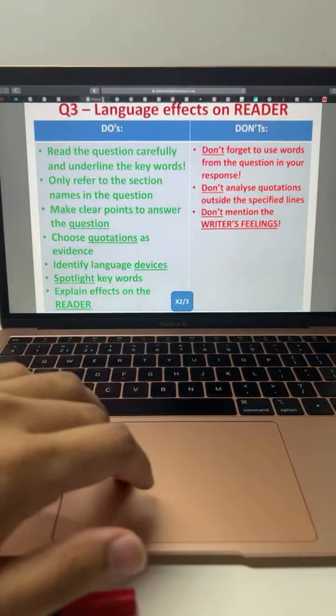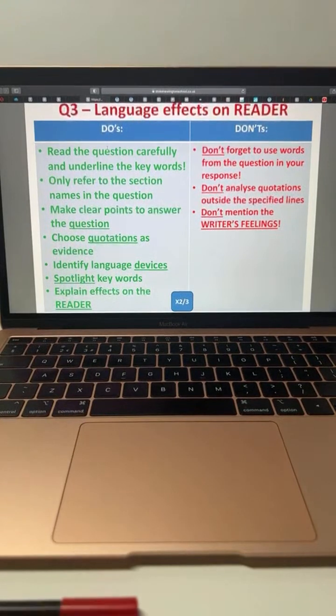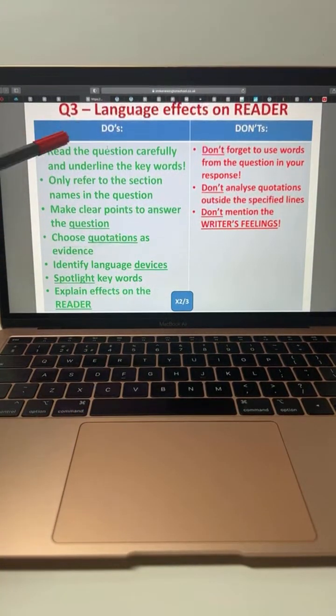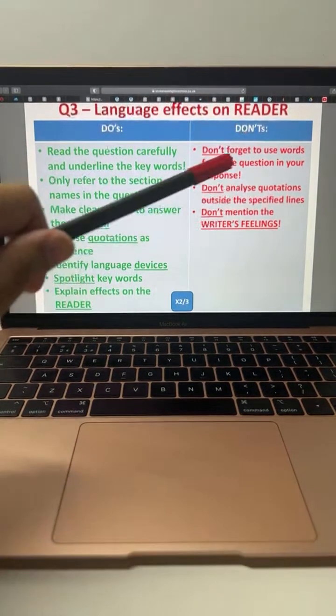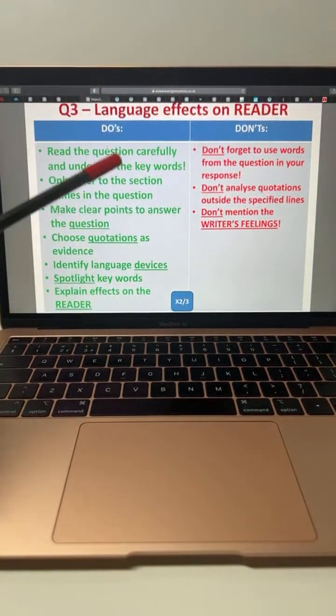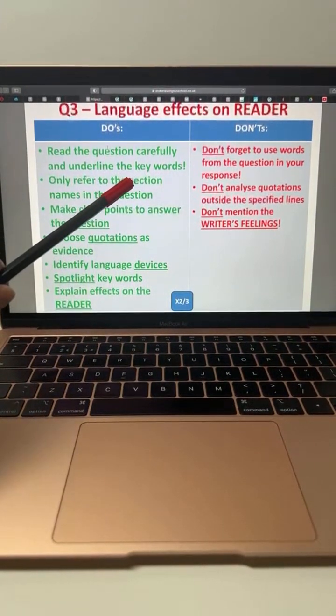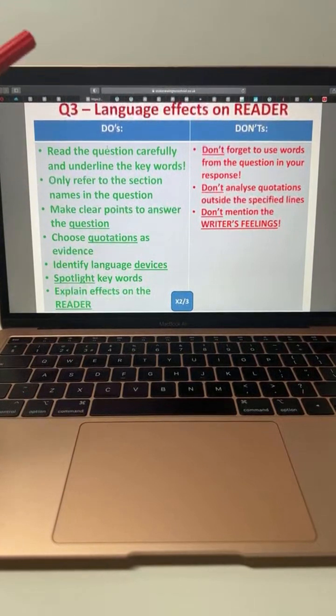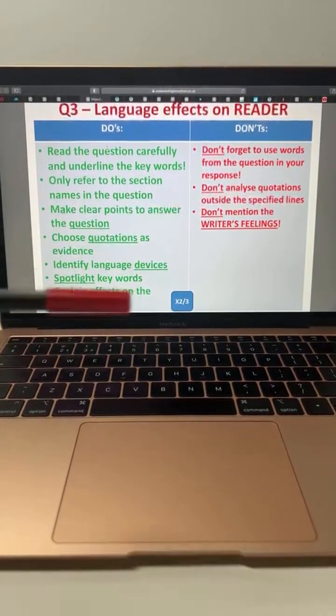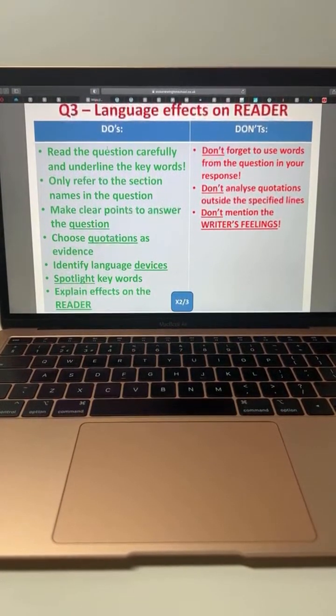And I think that is some top tips and just some do's and don'ts in terms of language effects on readers. So the green are things you should do, and obviously the red are the things you don't do. So do follow the following. So read the question carefully and underline the keywords. Okay, so simple, but a lot of students forget to do this. Only refer to the section named in the question. Make clear points to answer the question and choose quotations as evidence. And you can use literally snippets, okay? So short, concise quotations to support your point.